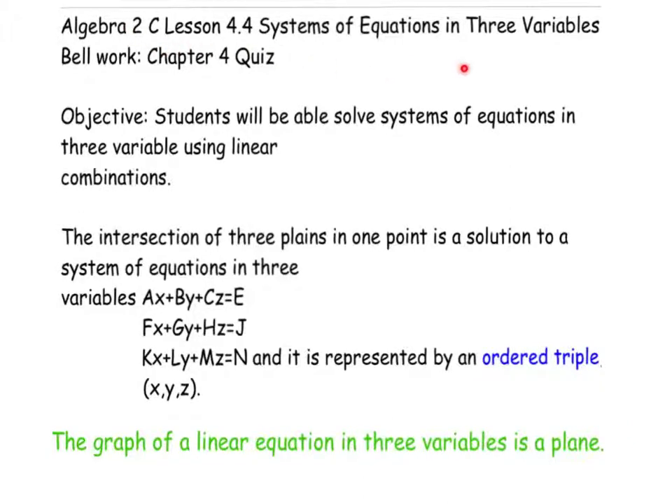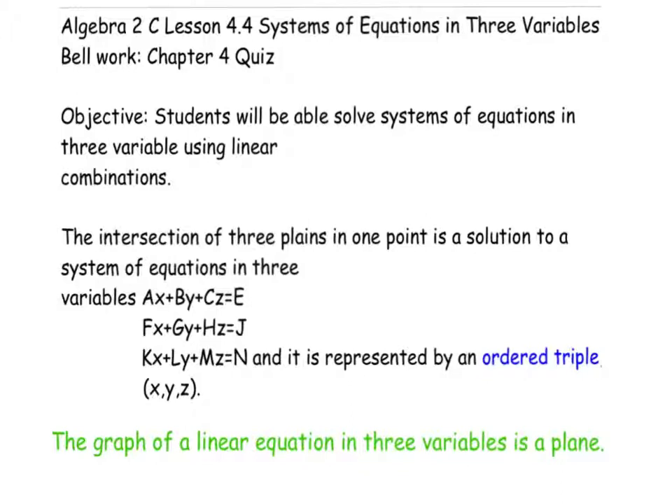Today's lesson is going to be about solving systems of equations in three variables. I gave you an example of a system of equations of three variables right here: ax plus by plus cz equals e, fx plus gy plus hz equals j, and kx plus ly plus mz equals n. The solution to this system is going to be an ordered triple with coordinates of x, y, and z.